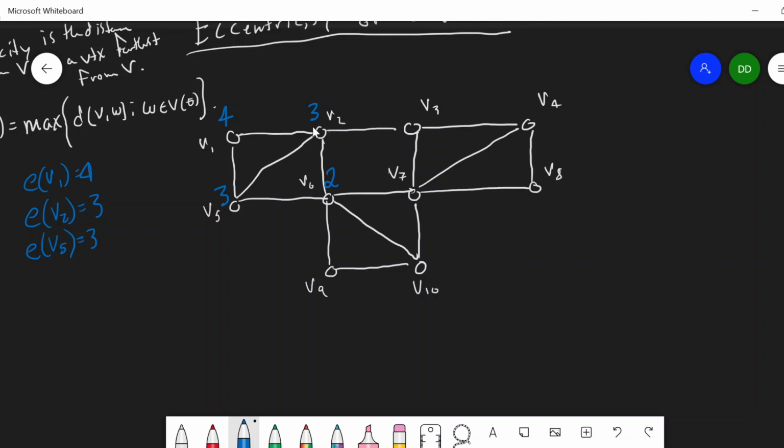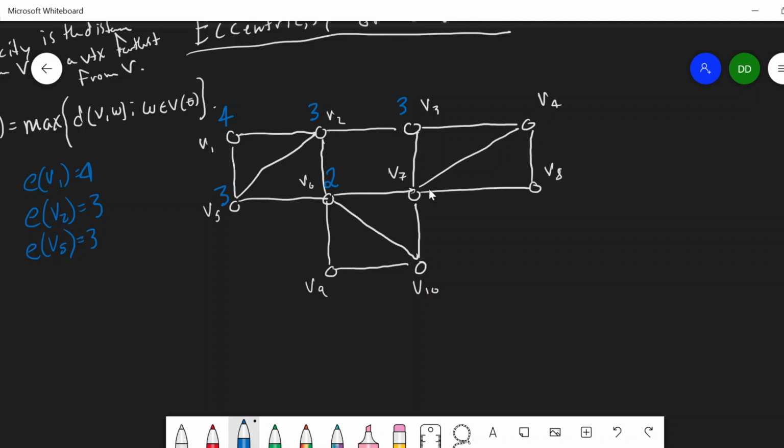Back to V3, let's see, 1, 2 to that one, 2 to that one, 2 to that one, 1. It takes 3 to get to V9. So my eccentricity is at least 3. 1, 2. 1, 2, 1. So the eccentricity of V3 is 3. And we just keep running through this.